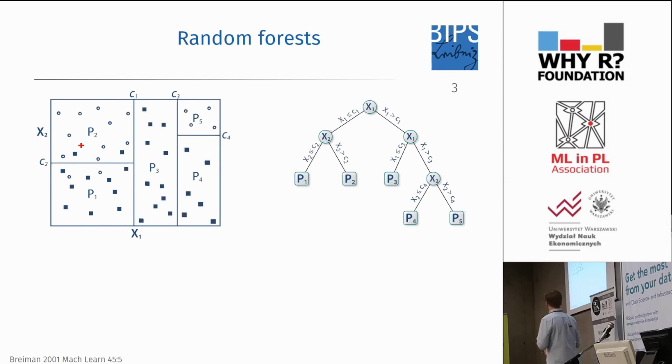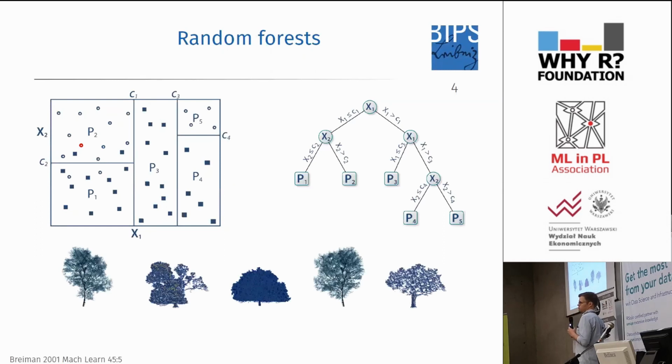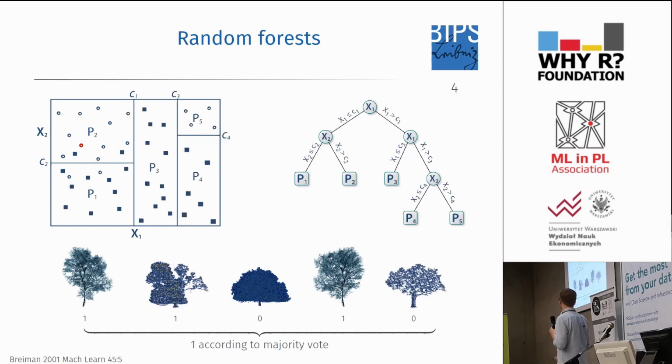Now if you have a new observation here marked in red, you will classify this as a circle because the majority of observations in that partition are circles. That was a single tree. If you do a random forest, you grow several of these trees. Every tree gives you a circle or square prediction, and you do a final majority vote, and you get your final prediction.